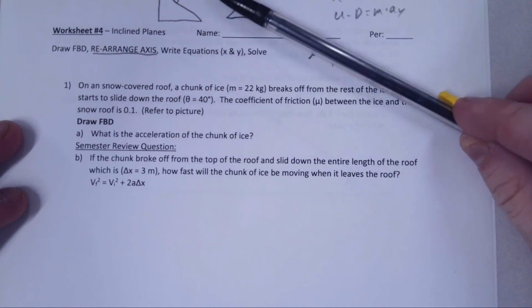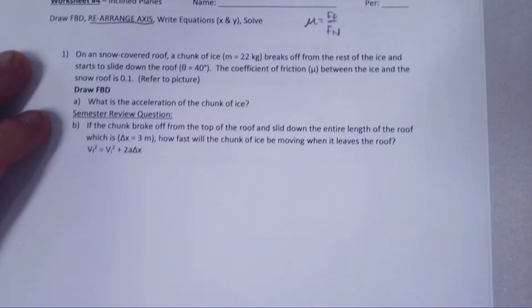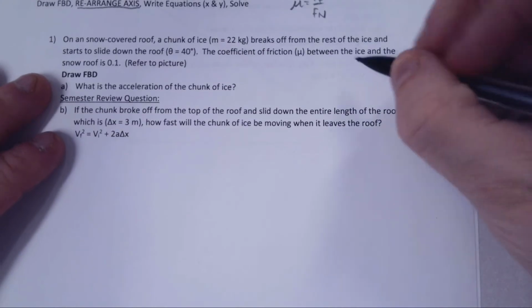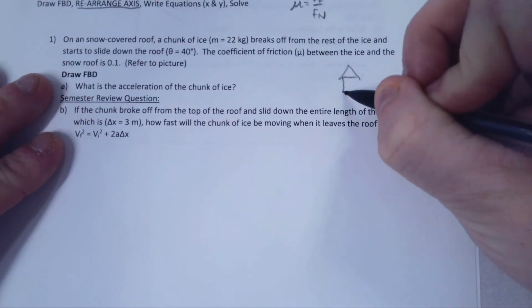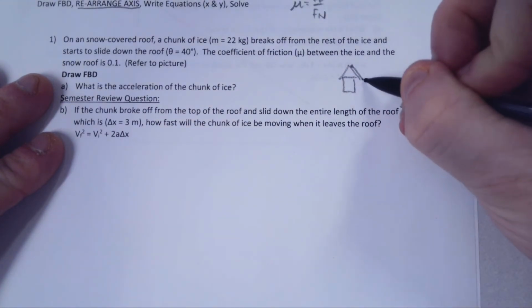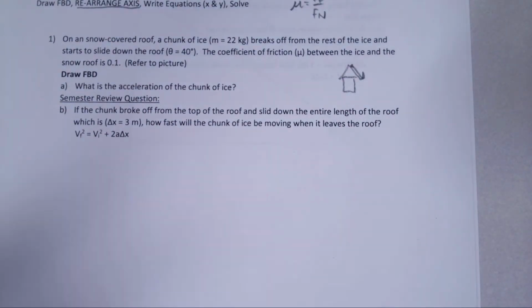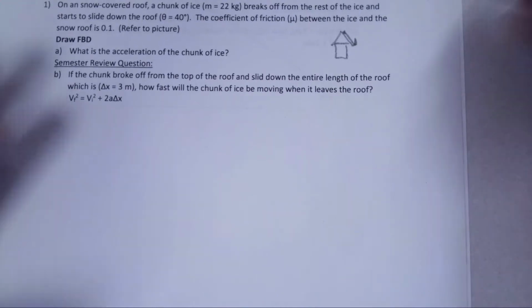So here's flat. It has an angle of 40 degrees. The coefficient of friction, mu, between the ice and the snow roof is 0.1. Pretty small, but it is ice. Maybe it's melting ice. And I say refer to picture. There's no picture here, but we can imagine this is our little house, and we have a piece of ice at the very top that is basically just starting to slide down. So that's kind of a picture of what's going on, but we'll draw a better one here.